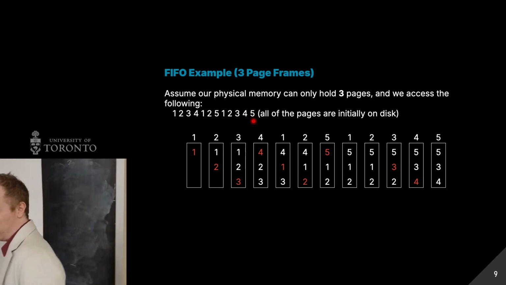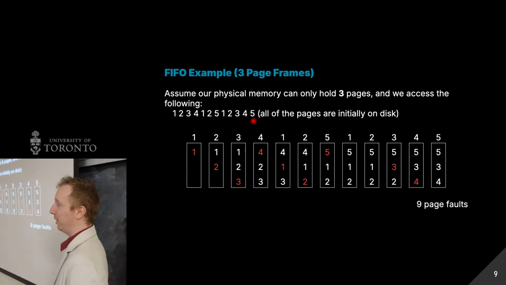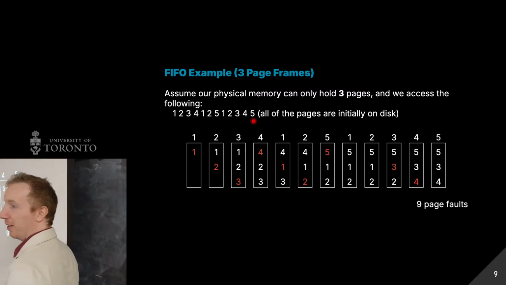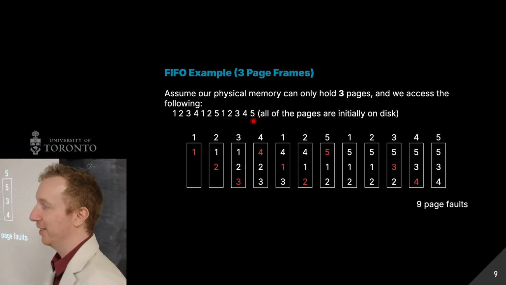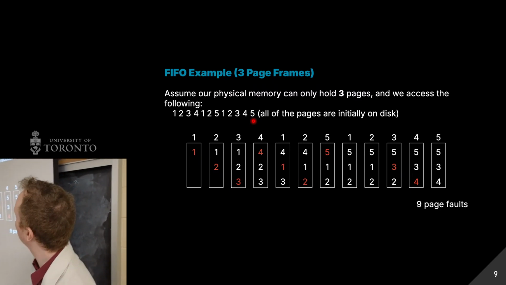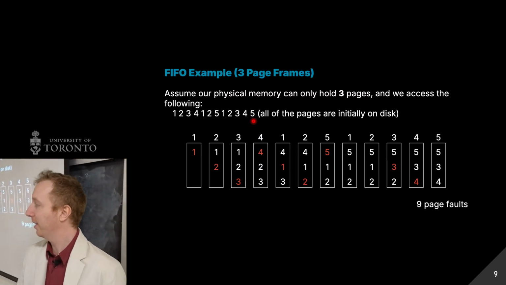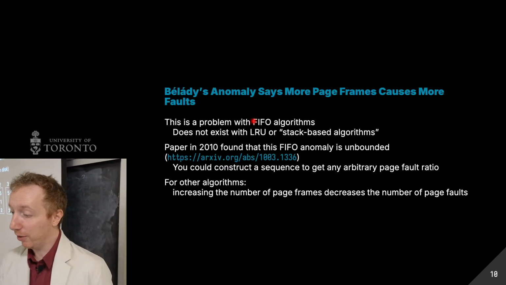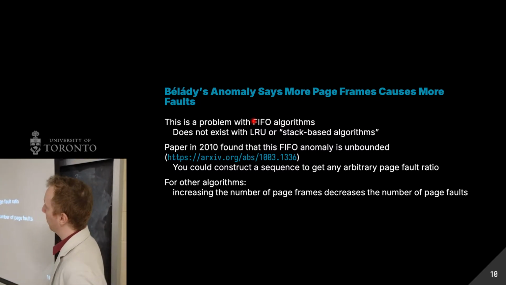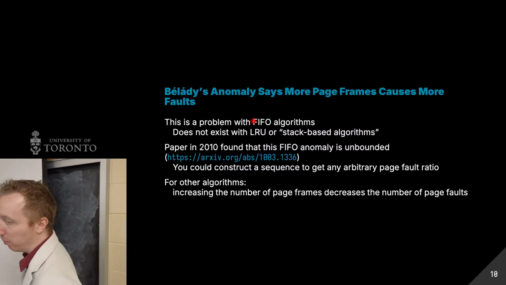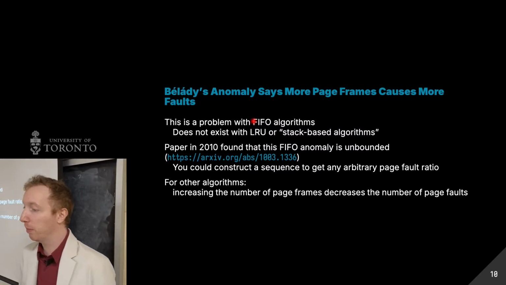Right? This is better than before. This is only 9 page faults. We had 10 before. What the hell is going on? That's the worst advice you would probably ever think of hearing, but technically, in this case, it worked. So, what we encountered is Belady's anomaly, which says more page frames, so more memory, can actually cause more faults.